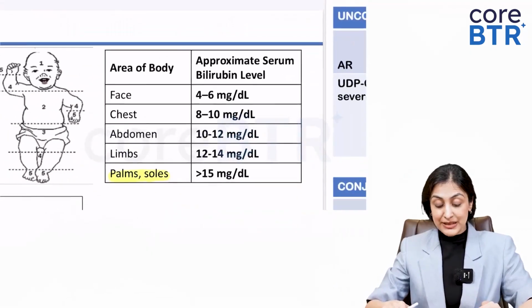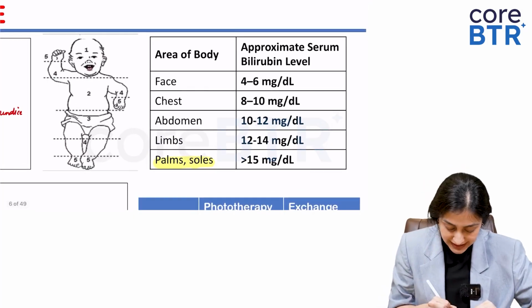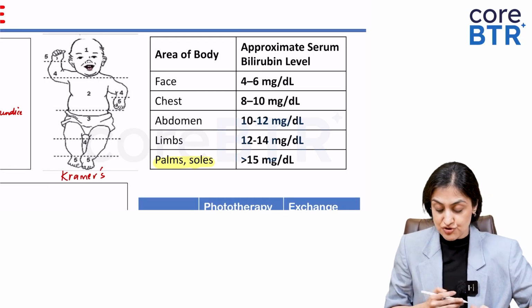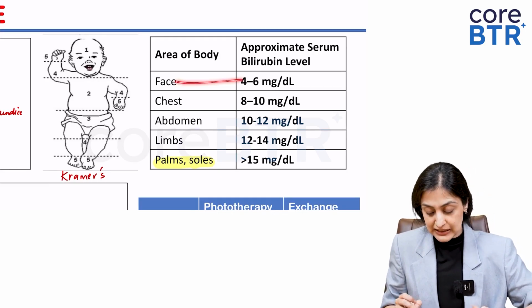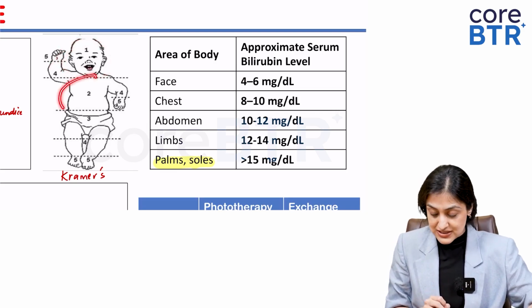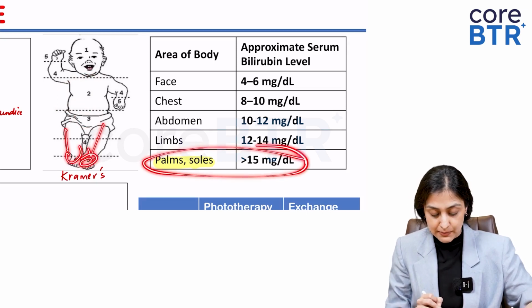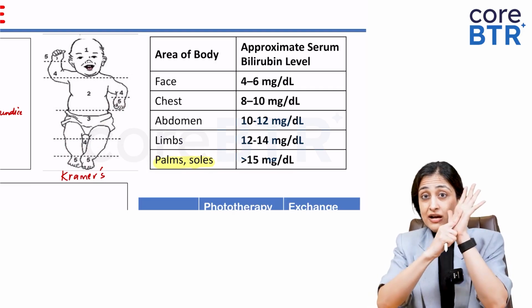Clinically, we can estimate the level of bilirubin, right? And that is what is called as the Kramer's chart. So this is a figure showing the Kramer's chart. So face, this is directly from OP guys, so you can remember these values. 4 to 6, chest is 8 to 10, abdomen 10 to 12, limbs will be 12 to 14, and at any point if it stains the palms and soles, right? This is how you will measure.